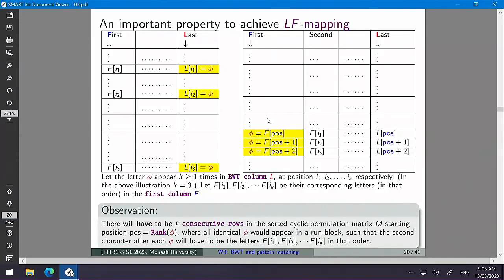So do I know easily what is the block in the first column where phi appears? Can I easily track it mathematically? Now, it turns out that this phi will be a function of the rank of that symbol in the set of letters in the original text. What do I mean by that? Okay, let's look at an example.